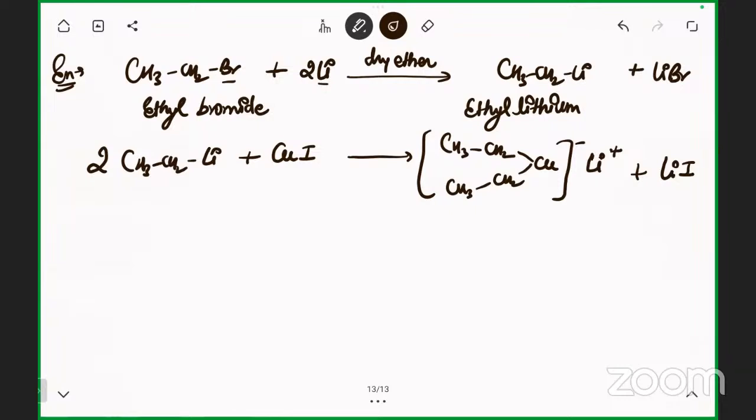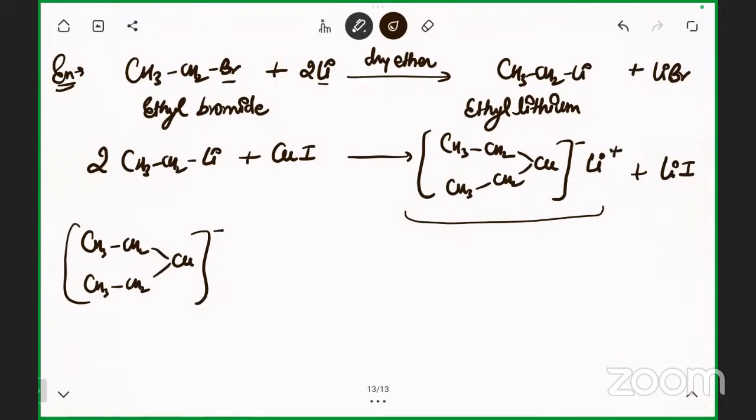Now this compound will react with the ethyl bromide. See, I'm taking this compound CH3CH2 CH3CH2, both combining with the copper. It will react with CH3. Just because we want an unsymmetrical product, I'm taking a second RX that is different: CH3CH2CH2Br. This is propyl bromide.